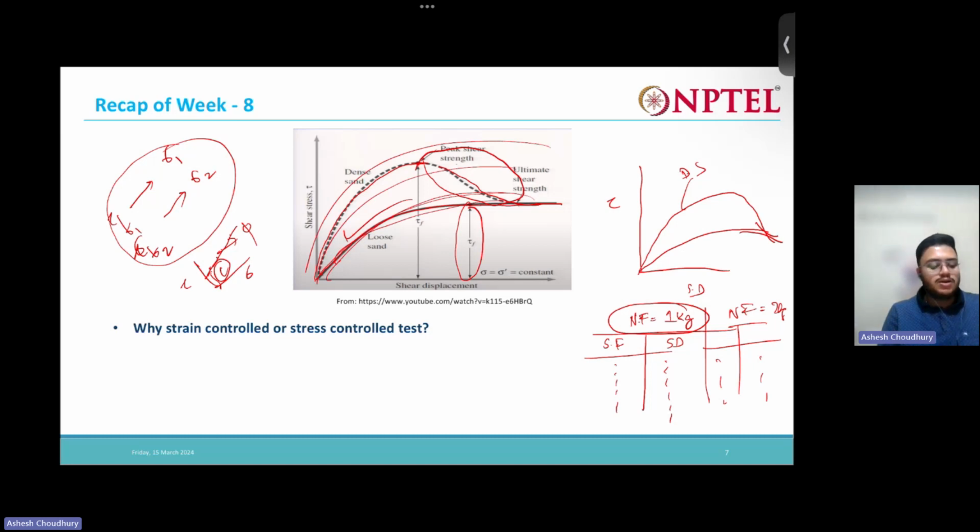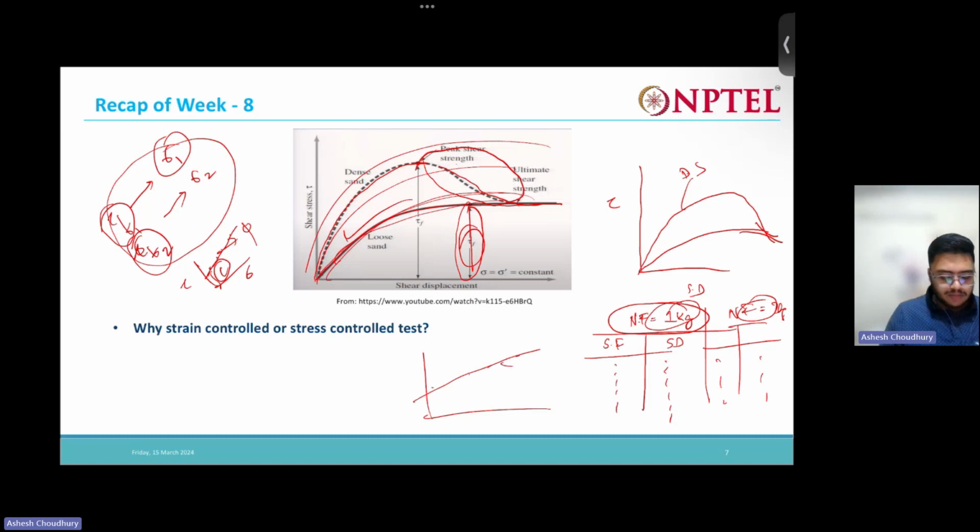From these graphs we can get the failure shear stresses, and the normal force you already know. From there we finally plot the points and draw the failure envelope, and from there we can measure phi and C. Now it is up to the designer which value to choose for dense sand. Either you want to get the residual C and phi from the residual shear value, or you want to get the peak value. It's up to the designer.